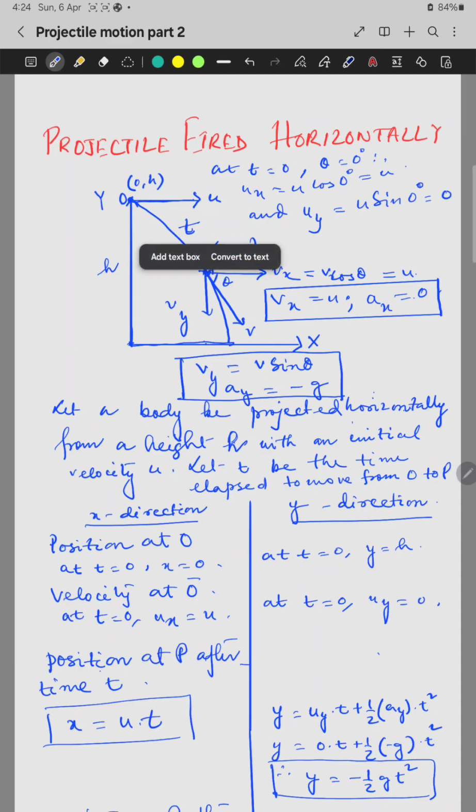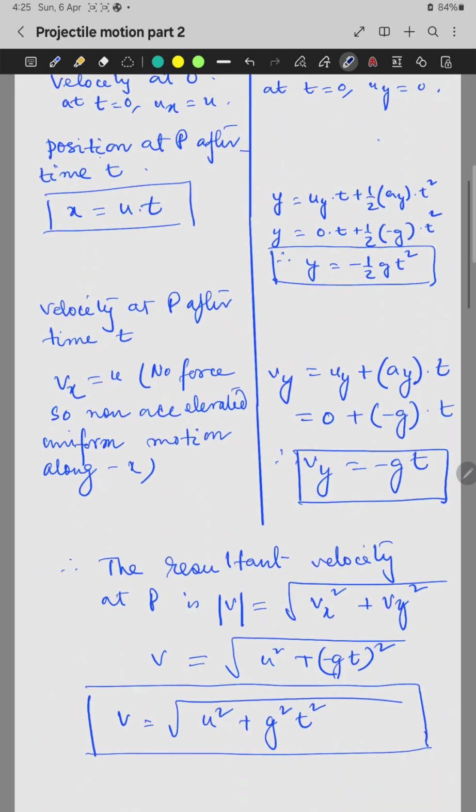Now when it moves further, when it comes down further, here again the velocity changes because the angle changes, and here we again resolve it into two components and get the value of v at that position. Okay.